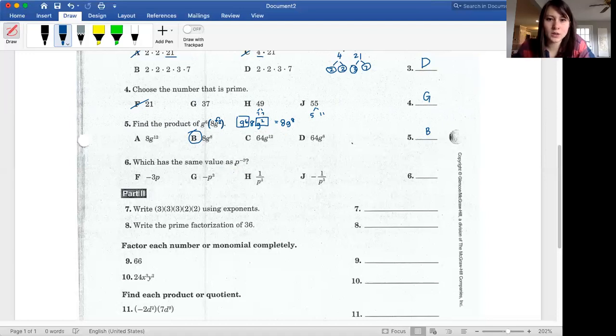What has the same value as p to the negative third? Well, remember, a negative power is really just written as 1 over that same base to that same power, but positive. So H is our answer.